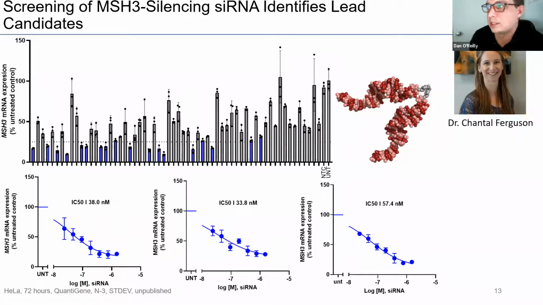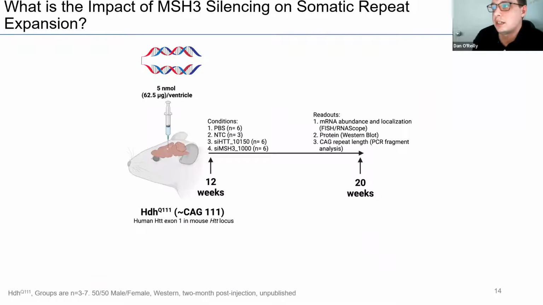For this, we had to turn to a mouse model of HD. This is the Q111 mouse. For all intents and purposes, it has 111 repeats. It has been shown to undergo expansion of those repeats, but it's in the mouse. It has a humanized exon 1 in the mouse context. So basically, it's mostly mouse Huntington gene and a small bit of humanized Huntington.